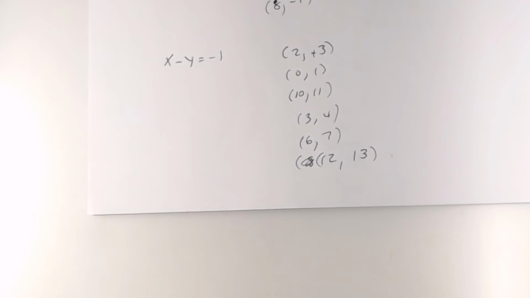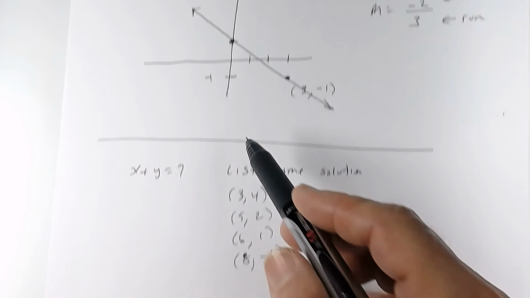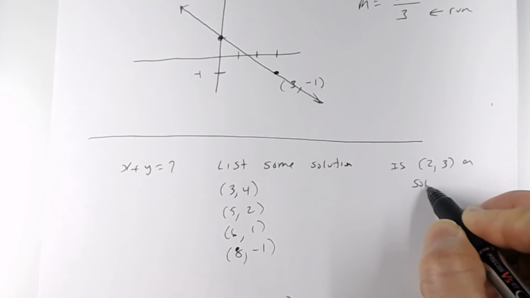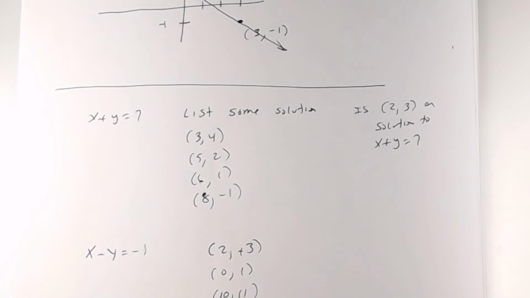But here's a question, though. You saw where 2, 3 was a solution to that equation. Is it a solution to that first one I did? Is the point 2, 3 a solution to x plus y equals 7? No. Because when I substitute 2 for x and 3 for y, what's 2 plus 3? 5, and 5 does not equal 7. So if I were to graph x plus y equals 7, would the point 2, 3 be on that graph? No.